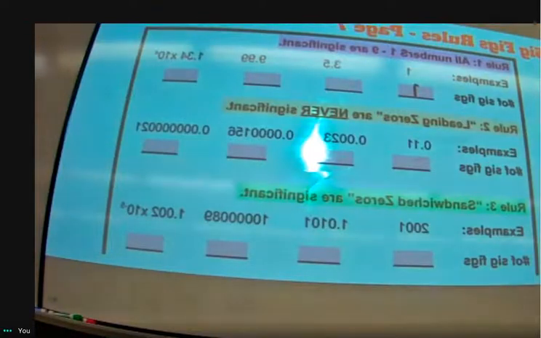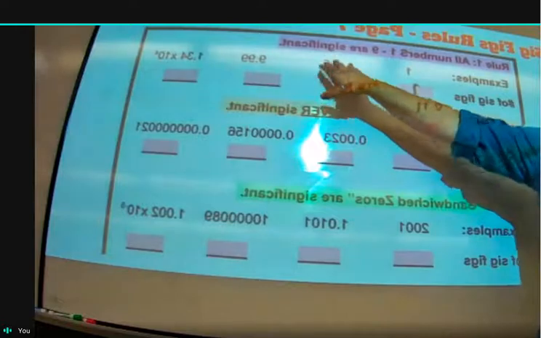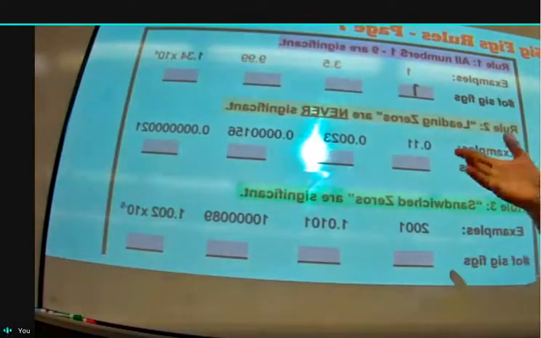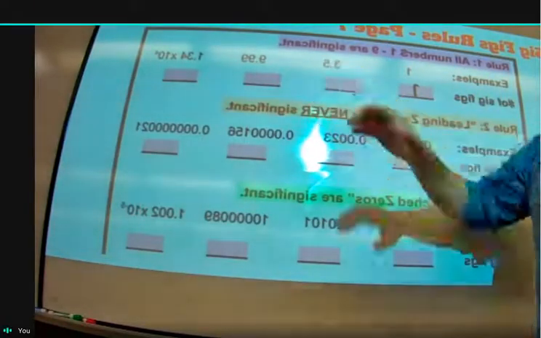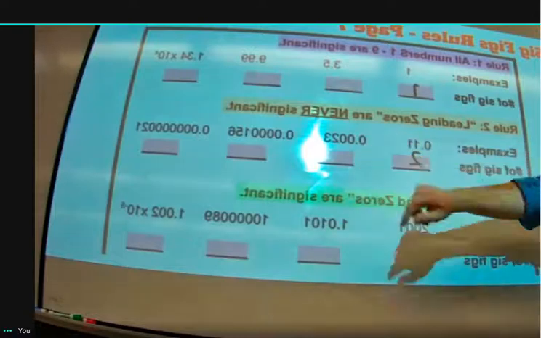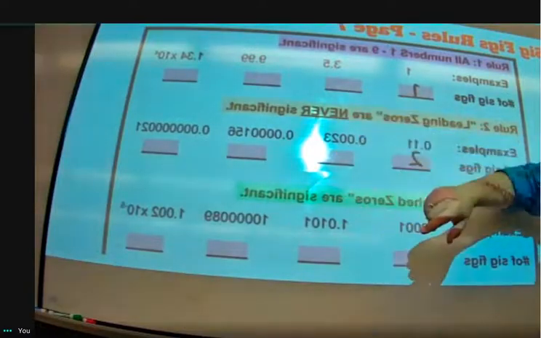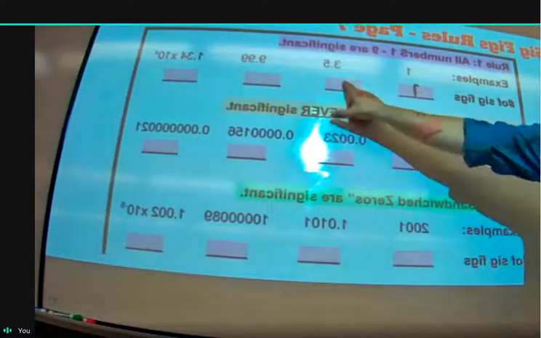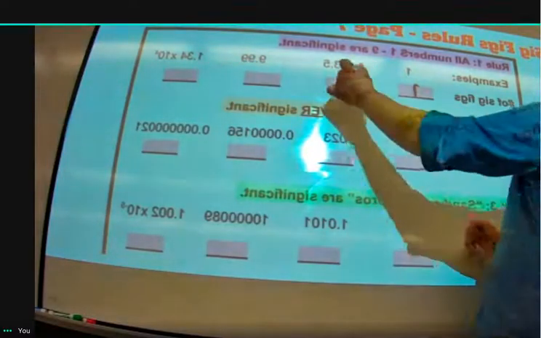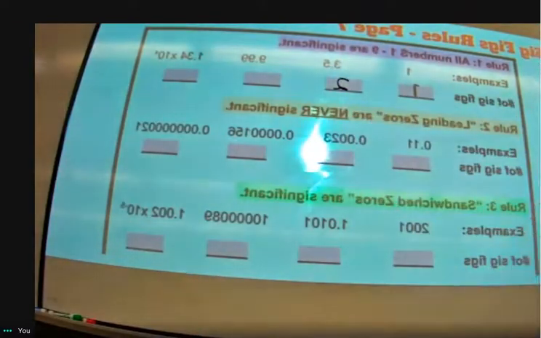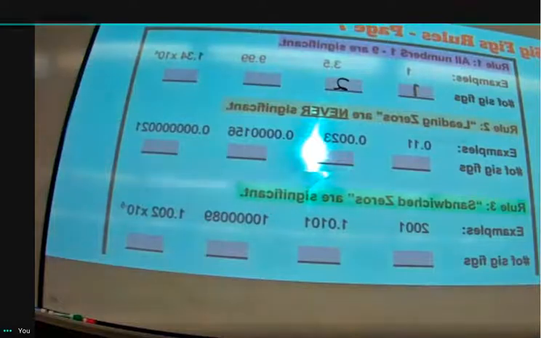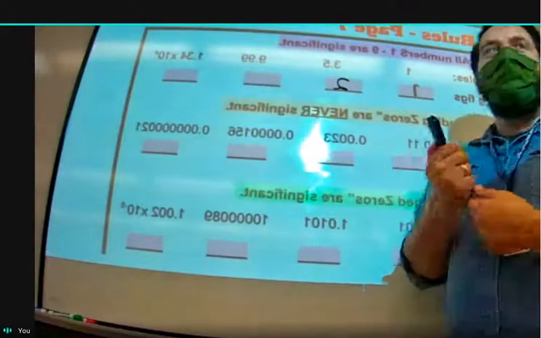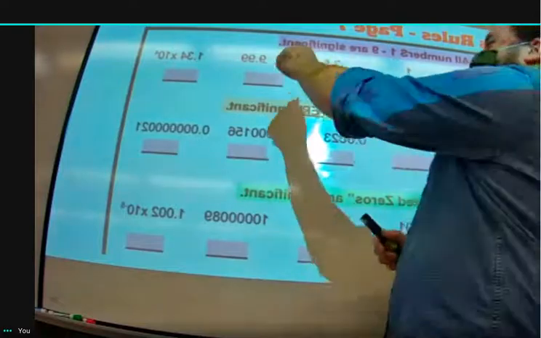3.5 is our next example. There are 2 digits there, 3 and 5. No zeros. So those are markings we can see. So that means we have 2 significant figures. Everybody put 2 right there. 9.99. All 3 of those digits are from 1 to 9. So that would be 3 significant figures.